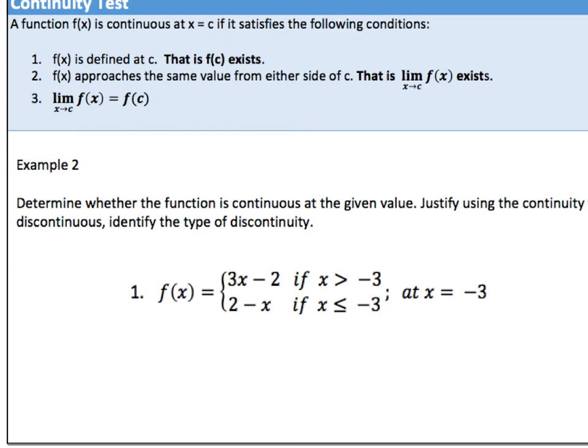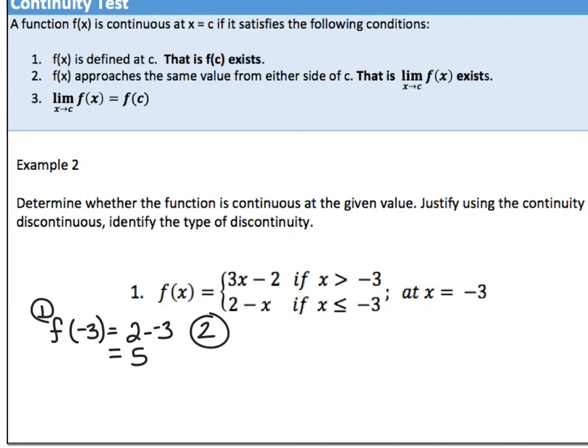So in this one, you're given a piecewise function. Let's go through another example. So I'm testing at x equals -3. When I plug in, it's going into this part of the function. So it would be 2 minus -3, which is equal to 5.